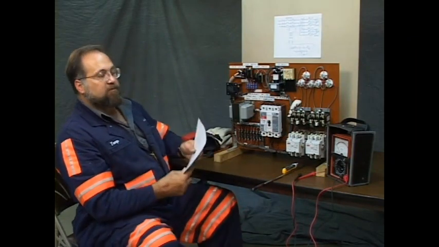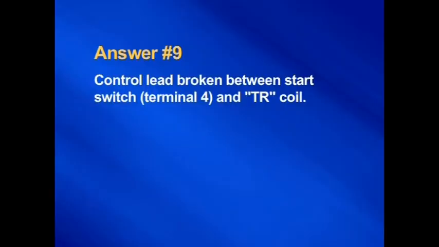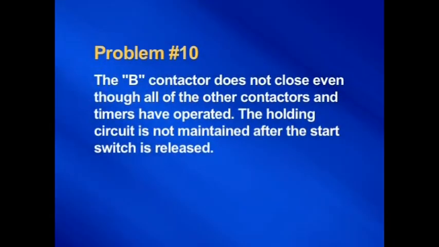To complete the exercise, the apprentice would need to write this answer on his answer sheet. You have a control lead broken between the line side of the timer mercury tube, TR mercury tube, and the line side of the TR coil, open wire. That's that.